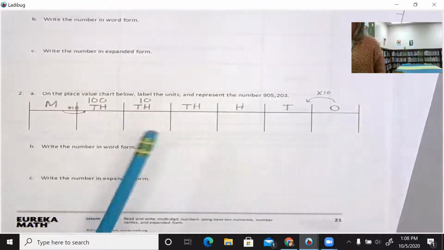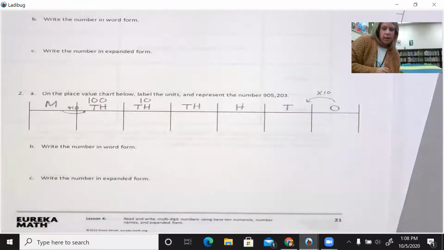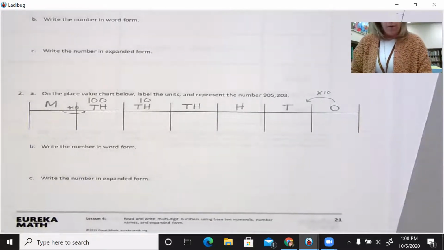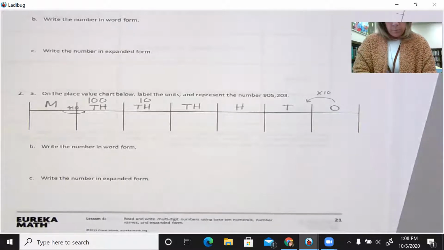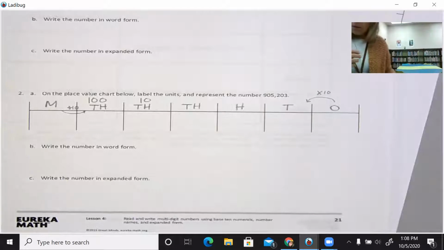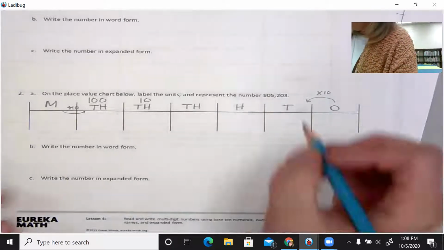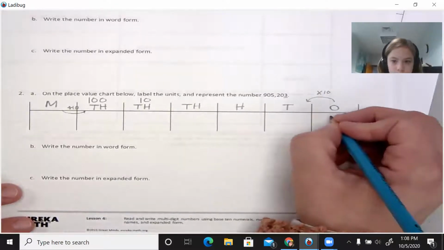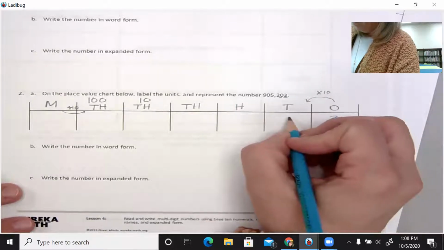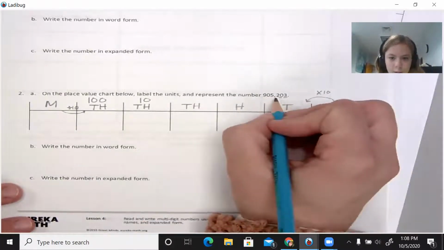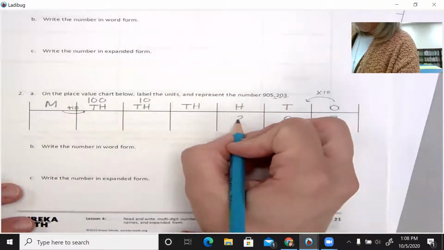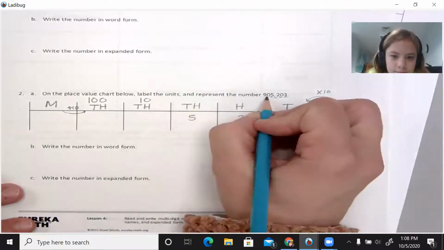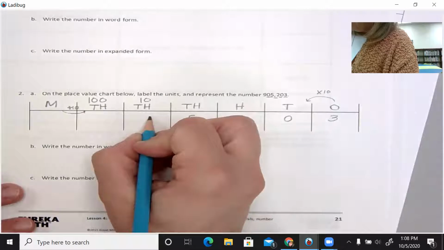Okay, so now we labeled our units. Now we need to show the number 905,203. Can anyone tell me what you would do to figure out where that number goes? If we go by place value, where should this 3 go? In the ones. And how about the 0? In the tens. Yep, and we're just going to work our way over. So then the 2? In the hundreds. The 5? In the thousands. The 0? In the 10,000s.